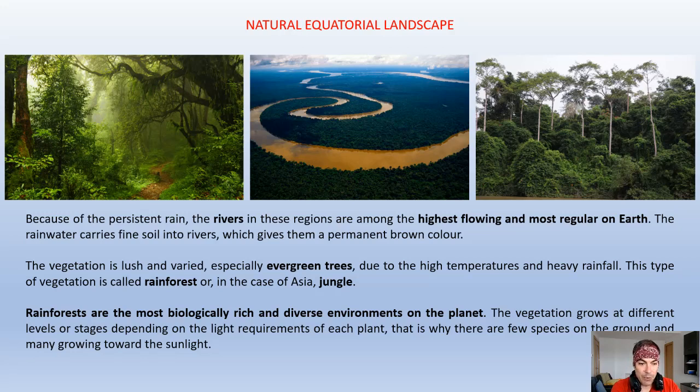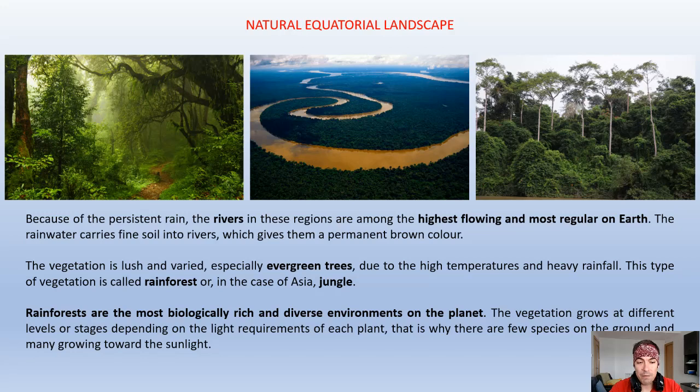So this rainwater carries fine soil into the river. Soil are the particles of the ground. So this gives the rivers this permanent brown color. For example, you can see here in this picture in the middle. The vegetation is lush, lush means frondoso, and varied, especially evergreen trees. Remember, the evergreen trees are the ones that don't lose their leaves in autumn. And this is because of the high temperatures and the heavy rainfall.